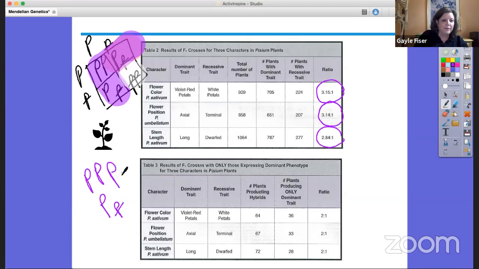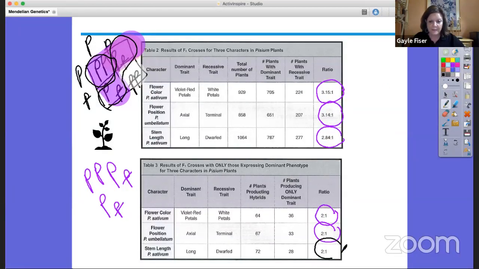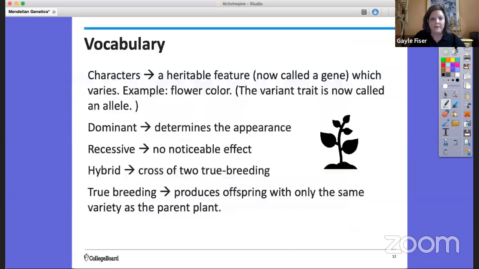Now this next table has to do with offspring from only the dominant phenotype, okay? He didn't put any recessive into the group. And then he had a 2-to-1 ratio. And if you'll look, here's 2 and here's 1, okay? All right, so enough of my old tables.